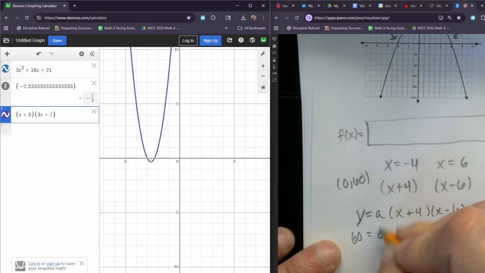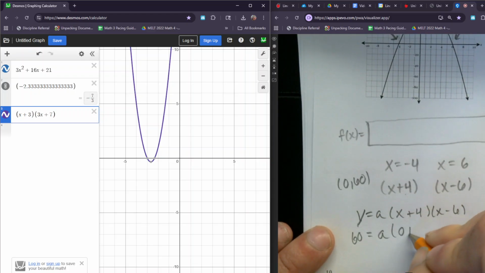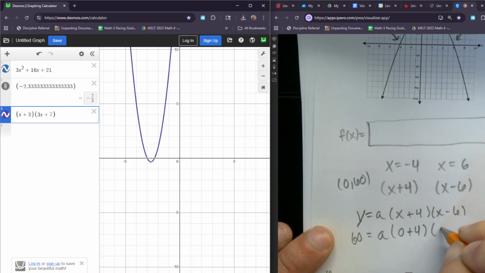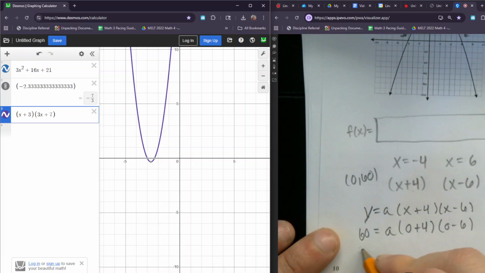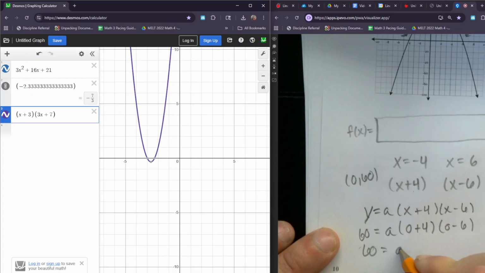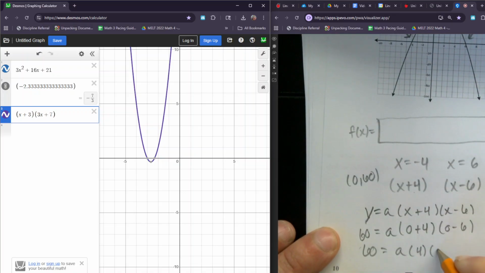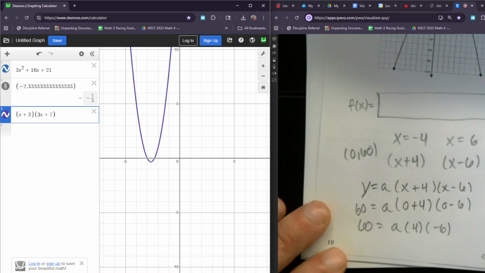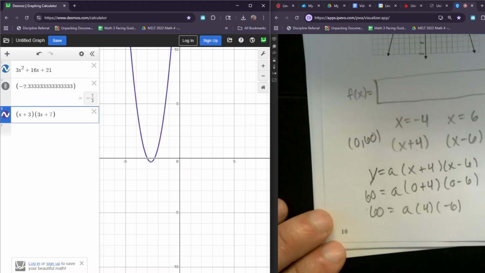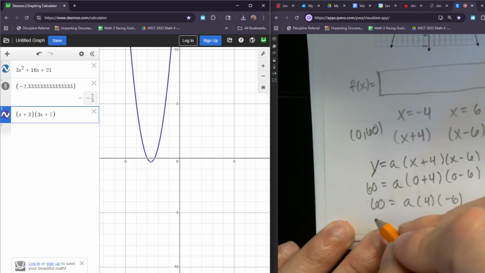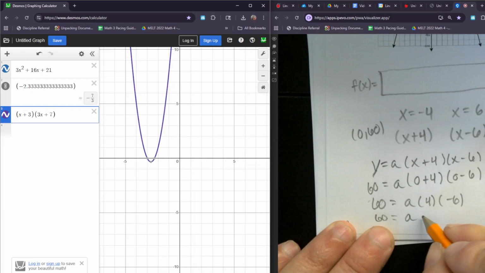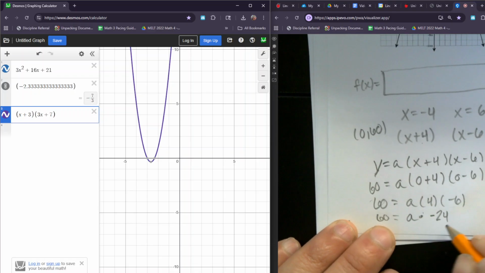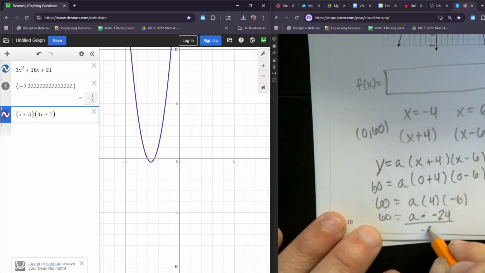For a, you don't plug anything in yet. You have to solve for that. You put 0 in for x. And then what happens here is 6 equals a times 4 times negative 6. Now, if you multiply this together, that's going to give you negative 24, and then divide by negative 24.